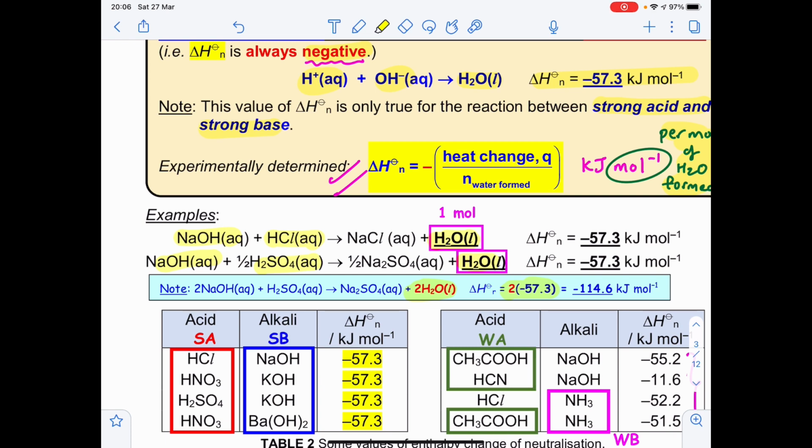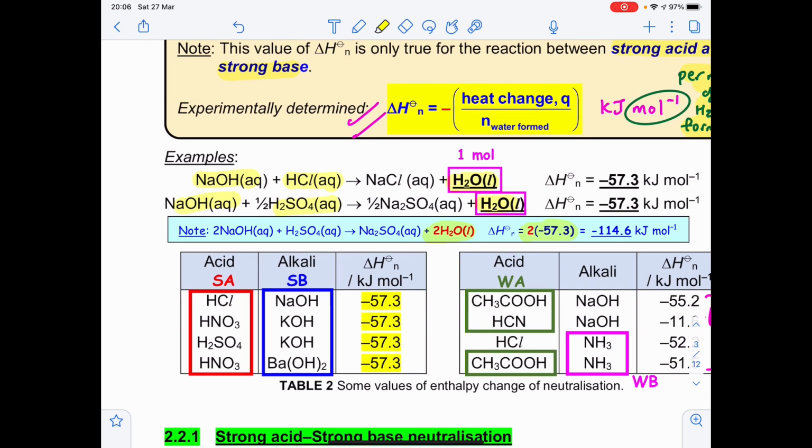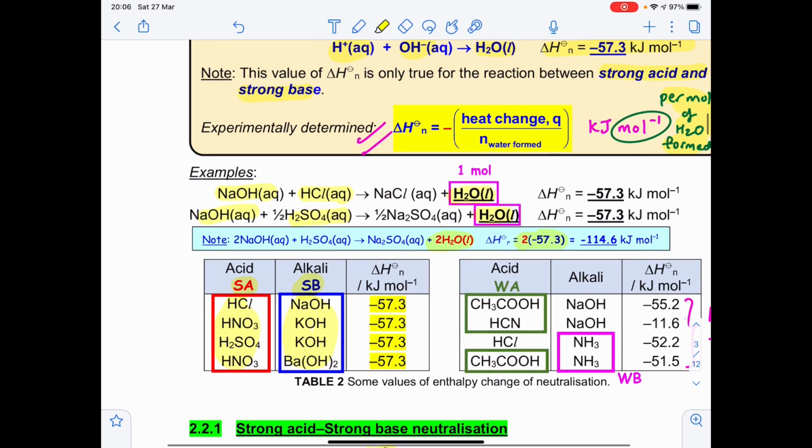Let's look at table 2 closely. These are the strong acids. These are the strong bases. If the neutralization involves a strong acid and strong base, then the enthalpy change of neutralization is always equal to minus 57.3. It will give a constant value.